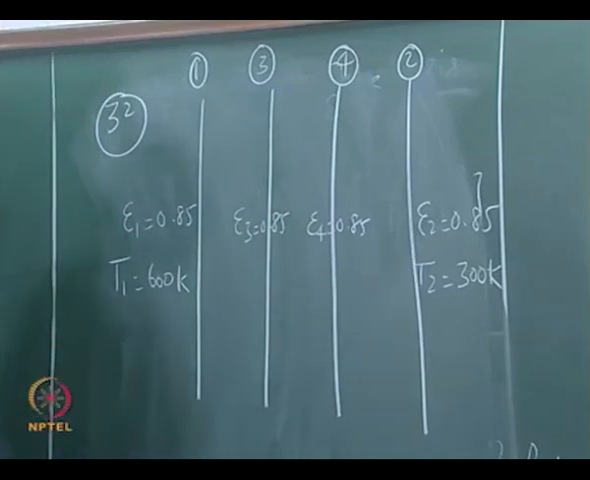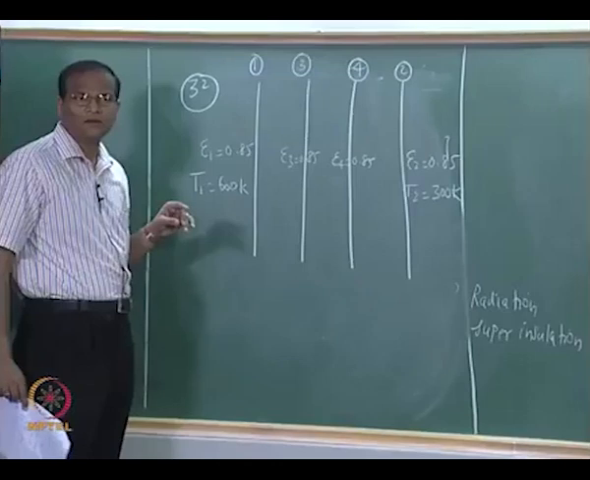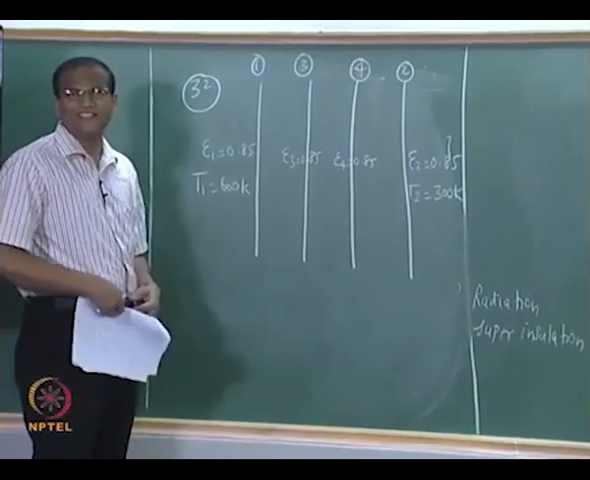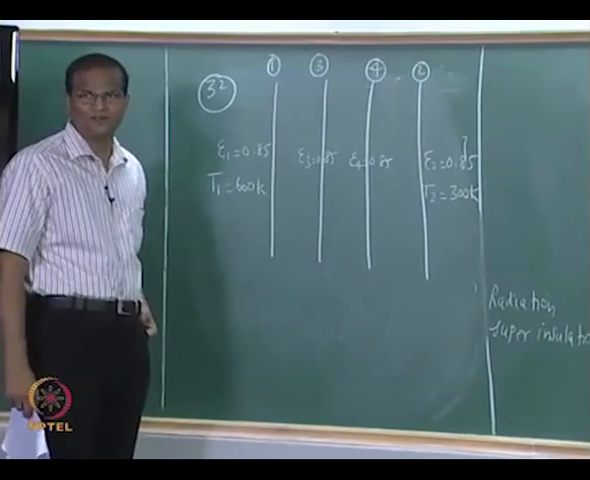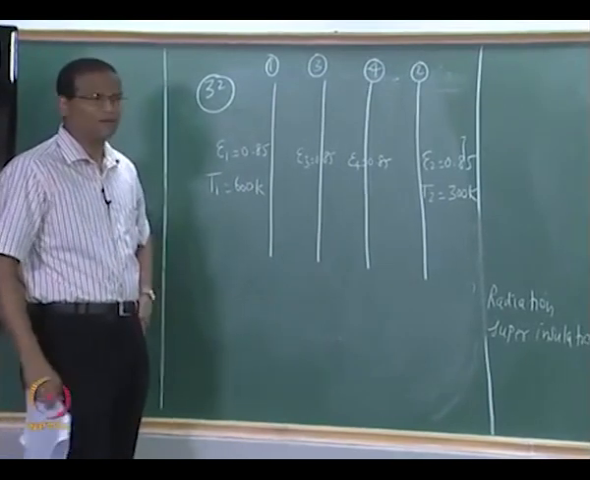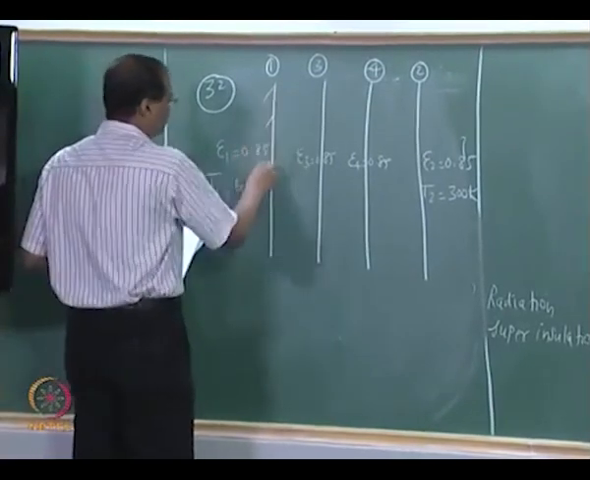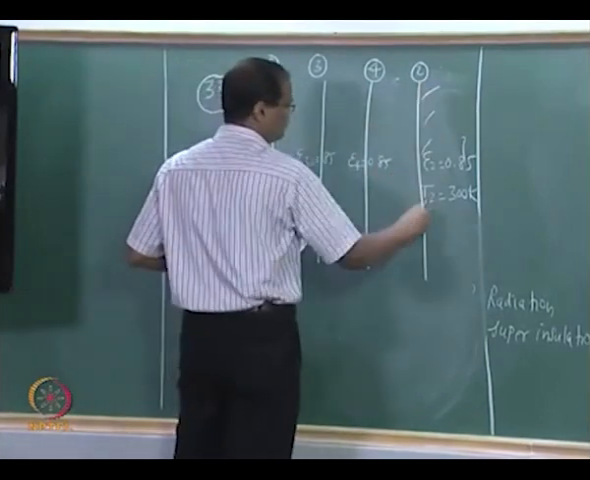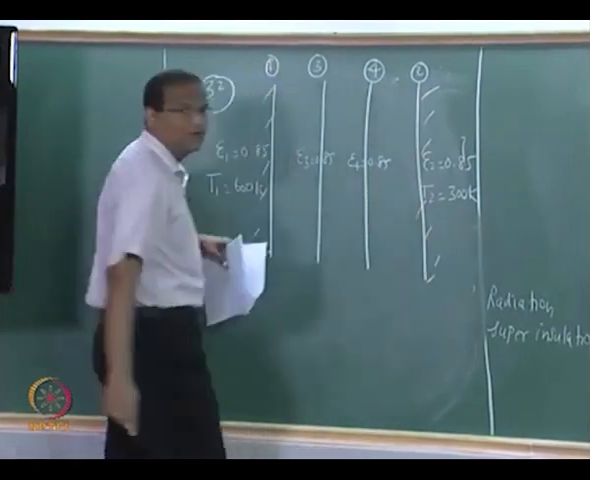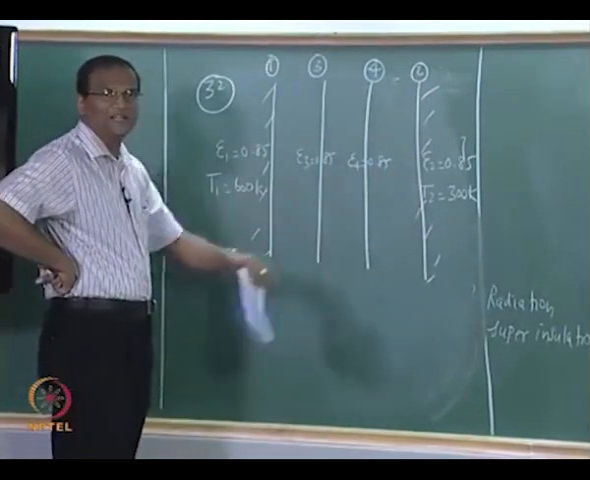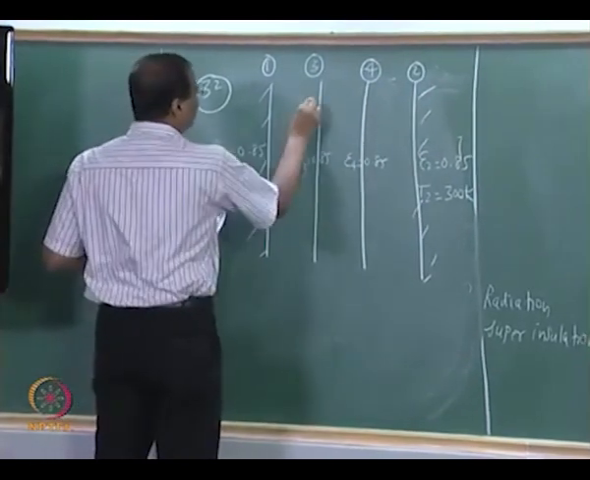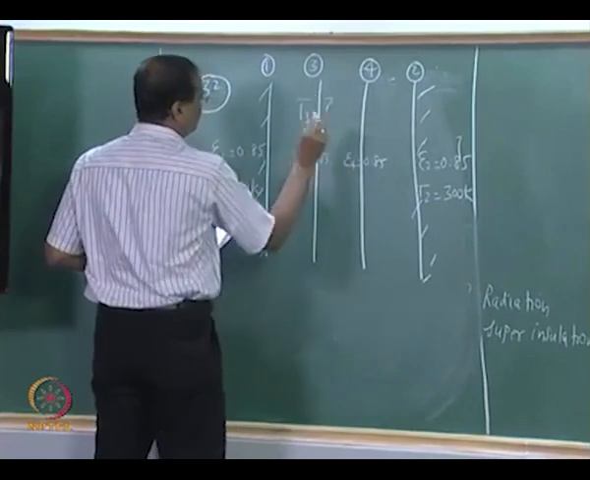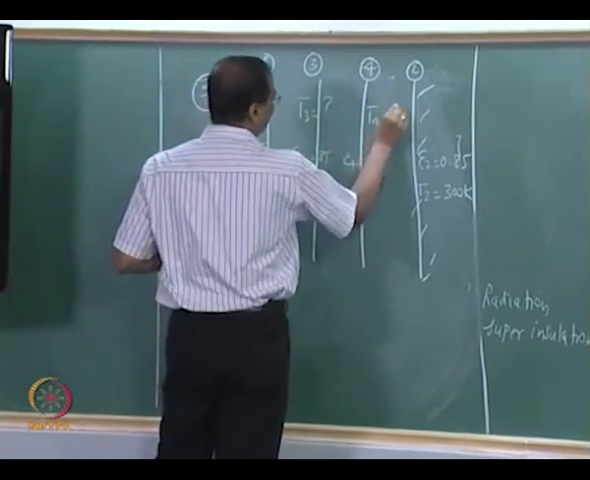How many surfaces are there in this problem totally? 6 surfaces are there. There are 2 surfaces for each of the 2 shields, which makes them 4 surfaces, and 1 surface each for the plates. We do not care about the left side of 1 and the right side of 2, but we do care about the left side and right side of the intermediate fellows. So T3 equal to not known, T4 equal to not known.